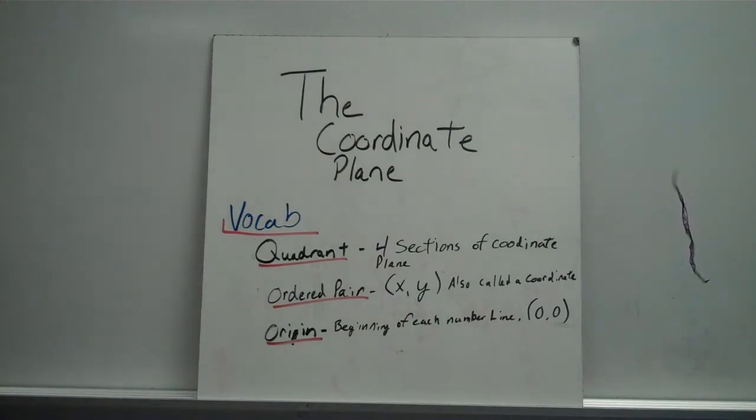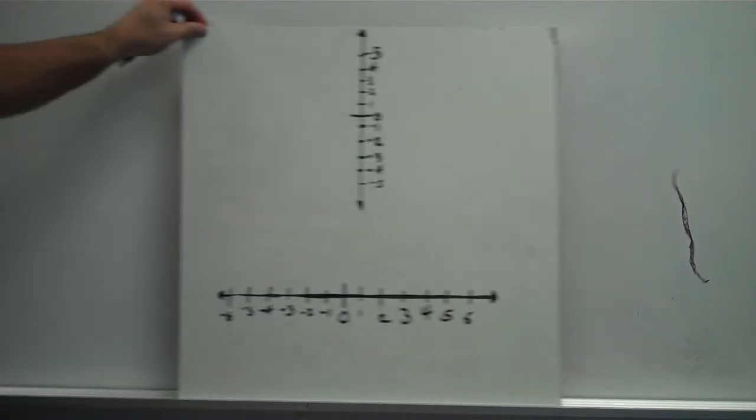Hey guys, today we're going to talk about the coordinate plane. Vocabulary that will be helpful for this video are quadrant, which are the four sections of the coordinate plane, an ordered pair, which are the x and y values that make up our points, or which are also called coordinates, and our origin, which is the beginning of each of the number lines, and its coordinate or ordered pair is 0, 0.